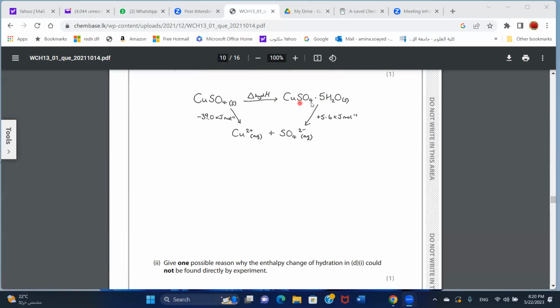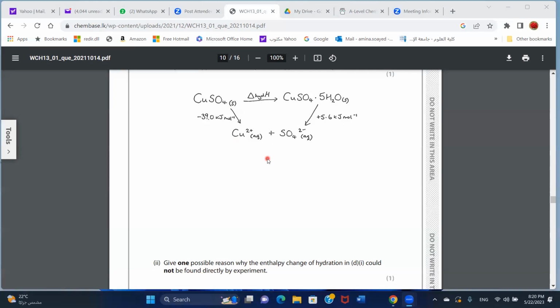So whenever we have solids, we usually say that it is difficult to measure the change in temperature of a solid. Here we have two solids, so it's difficult to measure the temperature change within solids. This is what we usually say whenever we have solids.